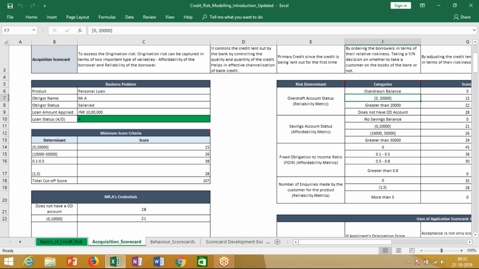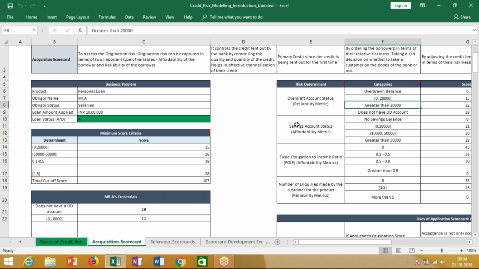Now, what I see is that the economy undergoes a downturn. Unemployment increases, the GDP falls, and the economy has systemically become very risky. So now I know that the finances of the people who are maintaining their overdraft accounts would be adversely impacted. So I increase the cutoff from 0 to 20,000 to greater than 20,000. I say that I'll only be giving loans to people who have more than 20,000 rupees in their overdraft account. So the cutoff automatically goes from 15 to 22, and the total goes up from 107 to 114.